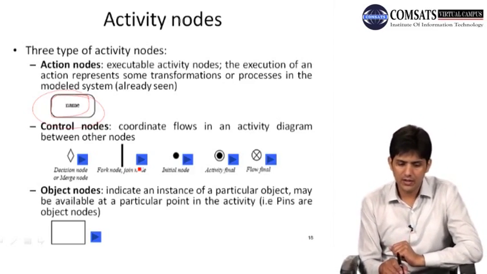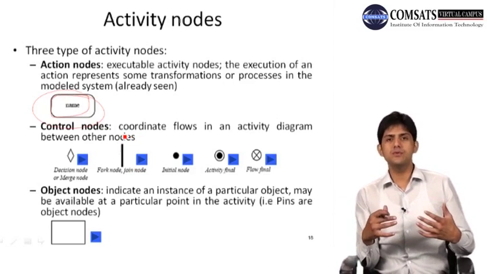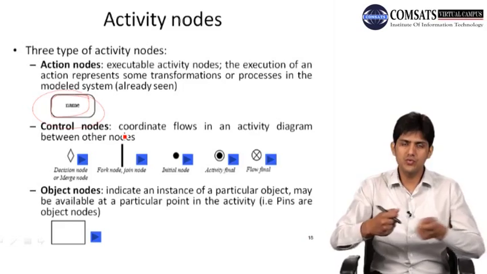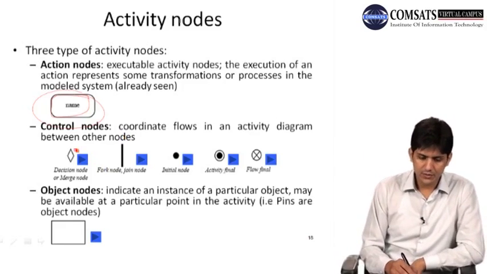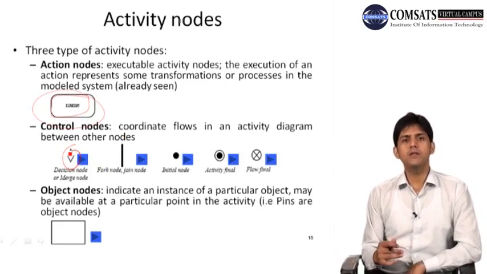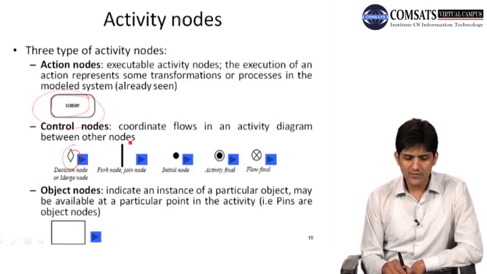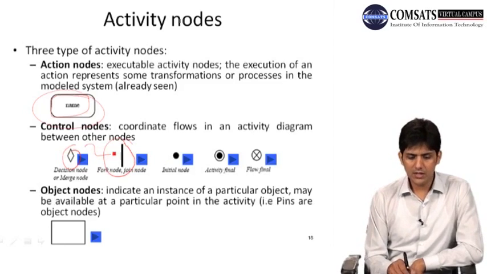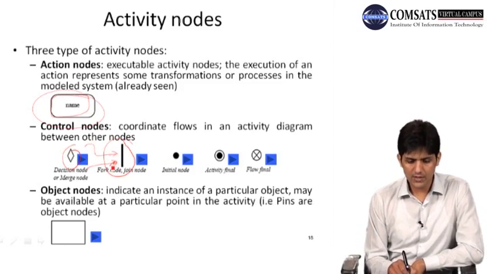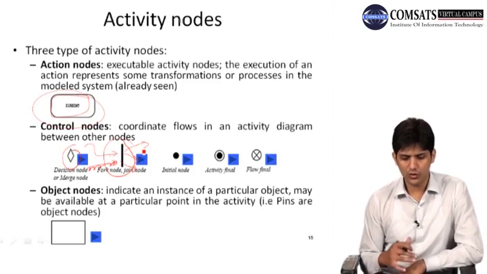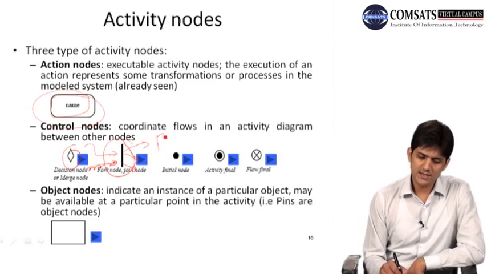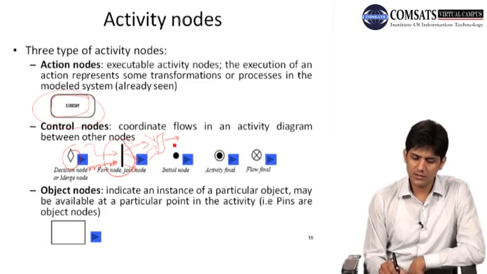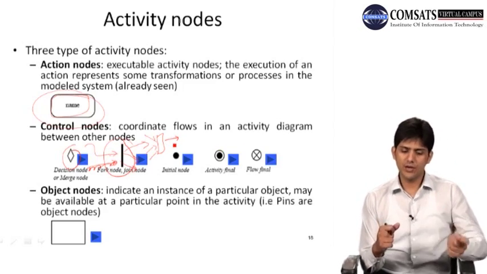Then we have these control nodes, and there are different kinds of control nodes. What do they do? They coordinate the flow of information to certain action nodes and from certain action nodes. These diamond boxes, as I already told you, we call decision nodes or merge nodes. Then we have fork nodes: if there is one input coming in and you need to pass it to multiple outputs, you can use a fork node. Similarly, the same symbol is used for join nodes, where the function is the opposite: you wait for multiple inputs and then produce some output. So the same symbol is used for forking and for joining.